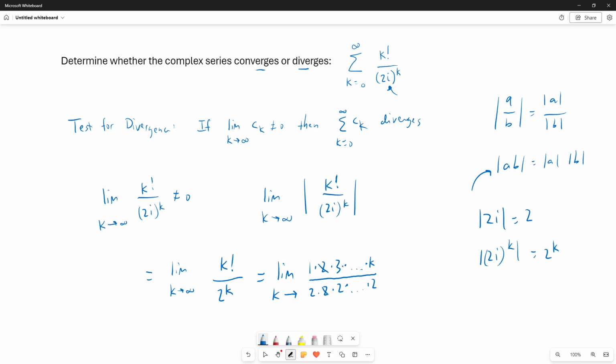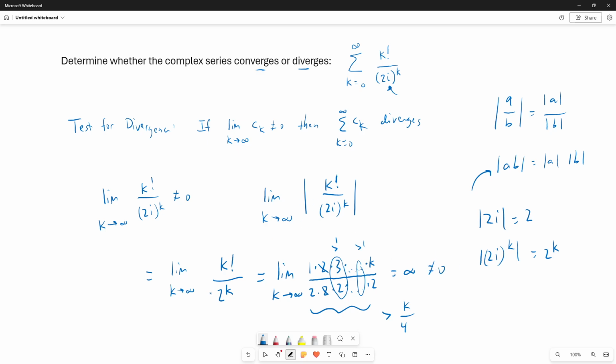These two cancel. These two are bigger than 1. And all of the others in this line are also bigger than 1. And so that means that this whole fraction is bigger than k over 2 times 2, 4, bigger than k over 4. And the limit as k goes to infinity of k over 4 is, of course, infinity. So this limit is infinity. The factorial grows faster than the exponential. So the limit is not 0.